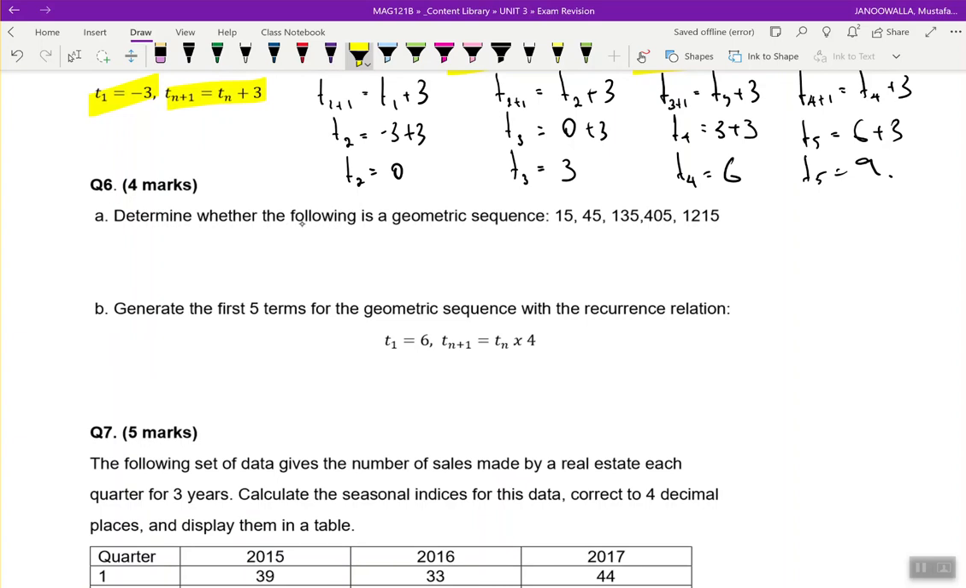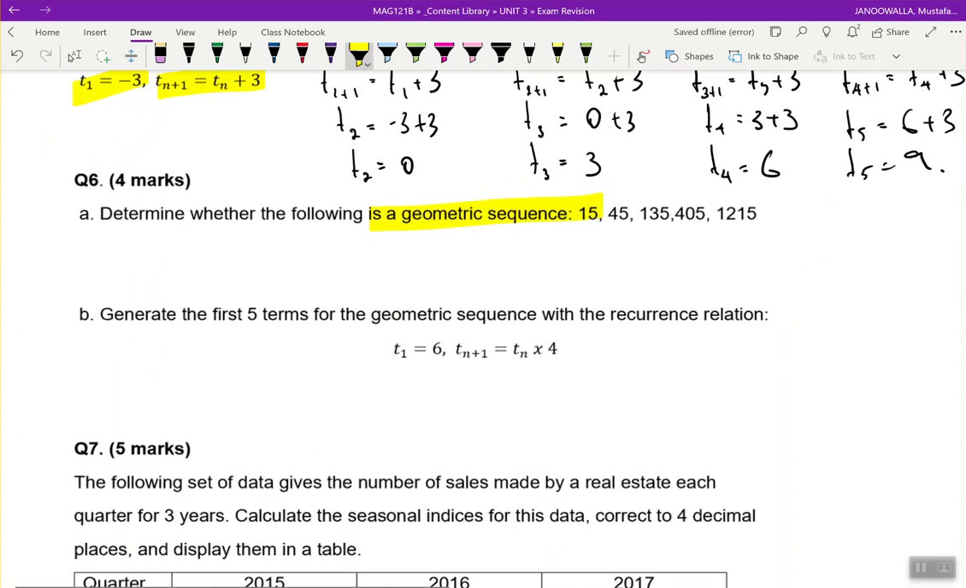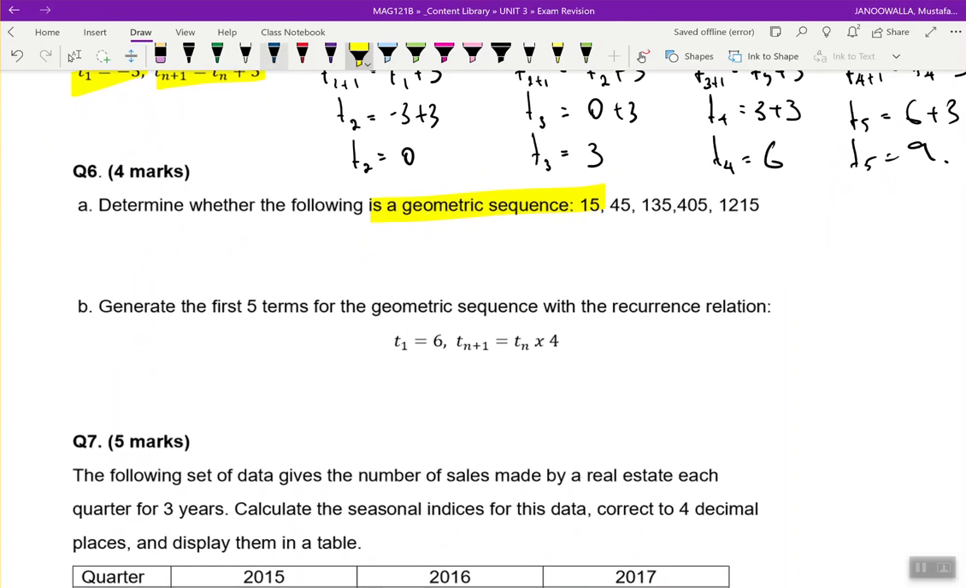Determine whether the following is a geometric sequence. So we want to know whether it is or not. What we do is take the second term divided by the first one. Then we'll take the third term divided by the second term, fourth term divided by the third term, fifth term divided by the fourth term. If we have a common ratio, it is a geometric sequence.